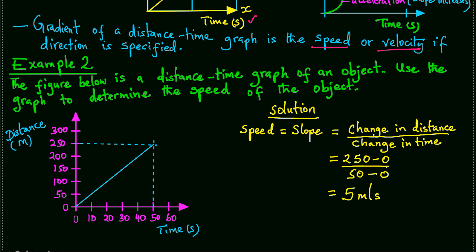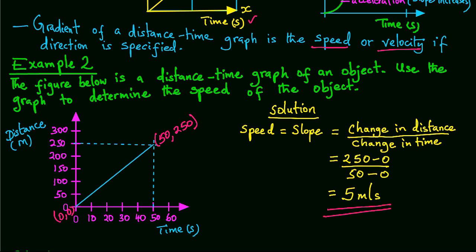So in this case, we can have here the coordinate is 50, 250. Then at the origin we can use 0, 0, so that change in distance becomes 250 minus 0 over change in time will be 50 minus 0, and that gives us 5 meters per second as the speed.